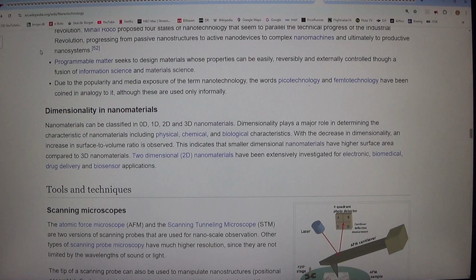4. Programmable matter seeks to design materials whose properties can be easily, reversibly and externally controlled through a fusion of information science and materials science. 5. Due to the popularity and media exposure of the term nanotechnology, the words picotechnology and femtotechnology have been coined in analogy to it, although these are used only informally.